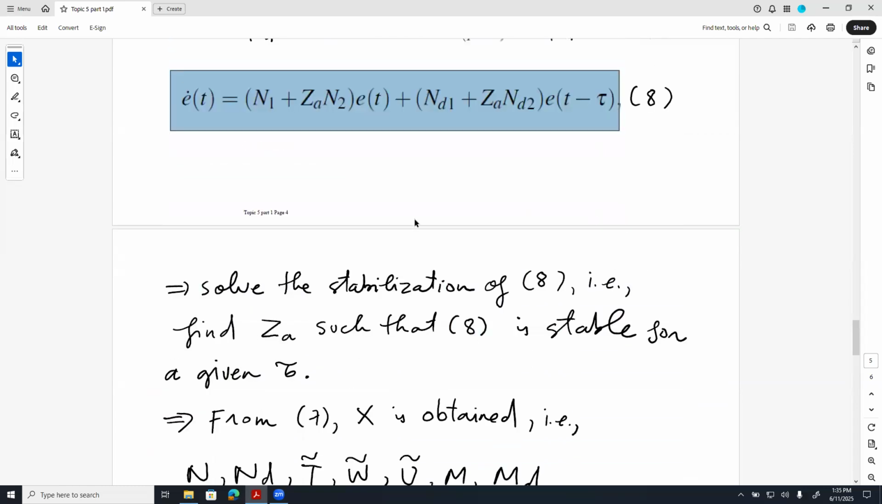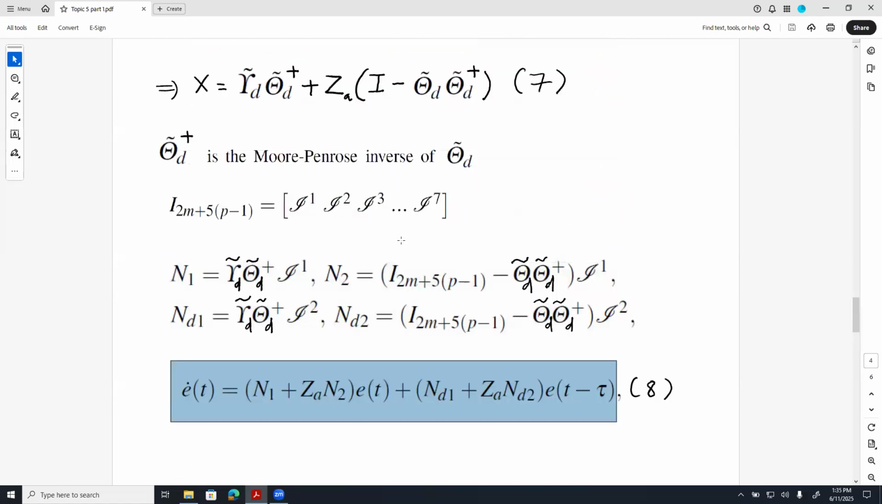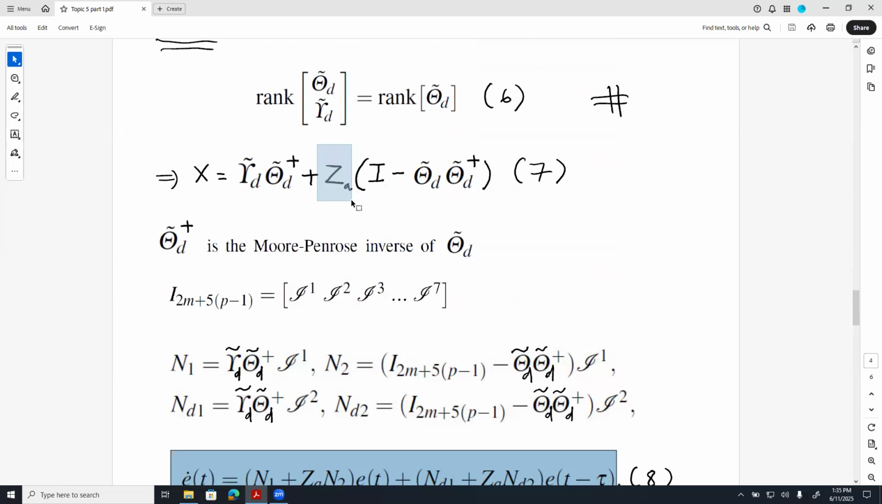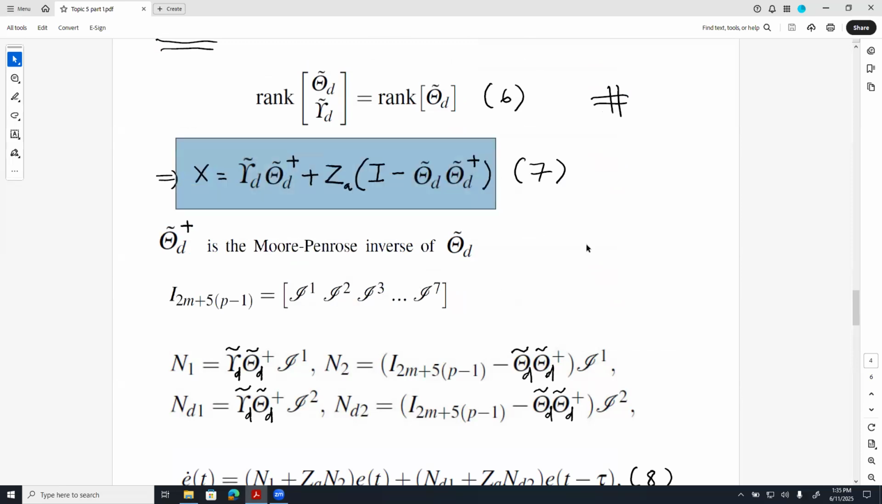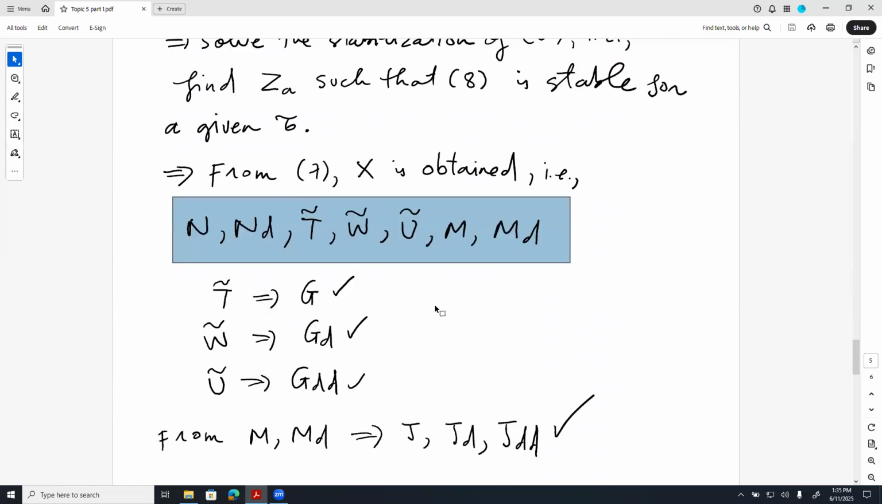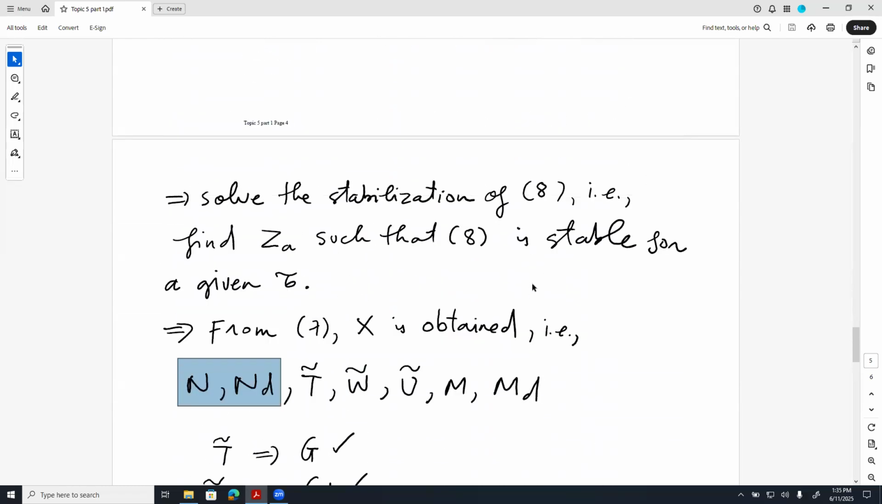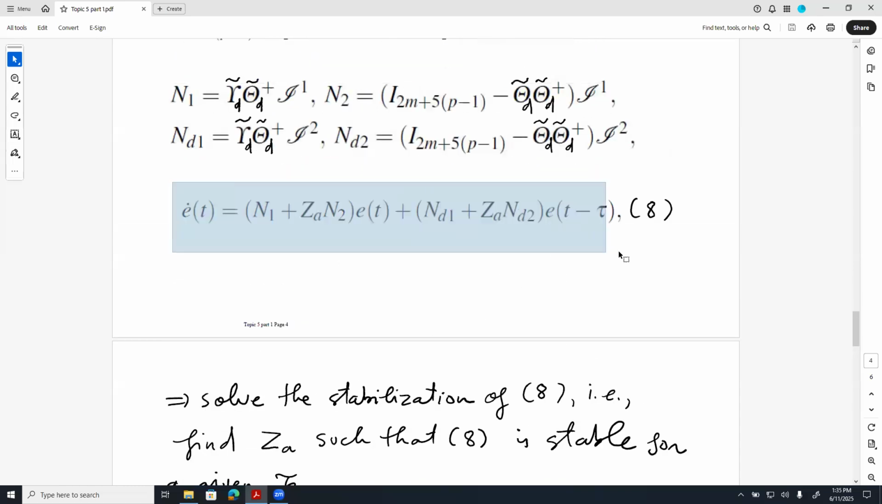Okay, so once we can work out a matrix Z1 to ensure that this error dynamic equation is stable, we substitute back into this generalized solution. So this is no longer 0, but something that will ensure the stability of the error dynamic equation. As a result, we work out the entire solution, all the unknown matrices. With that, we guarantee that the error dynamic equation involving matrices N and ND is a stable system, because we actually do the stabilization in here.